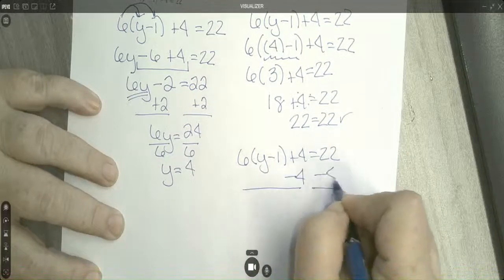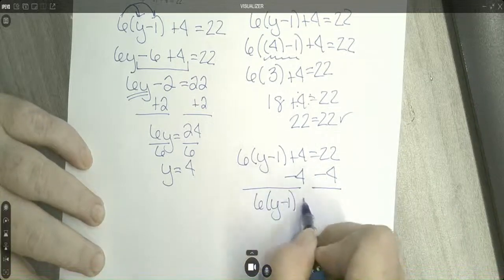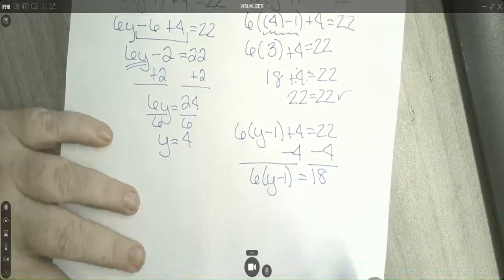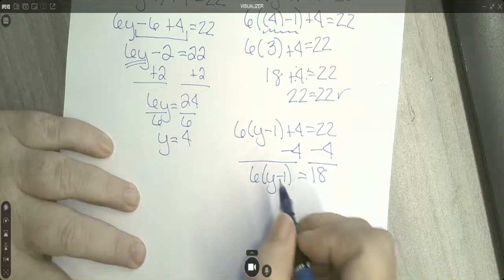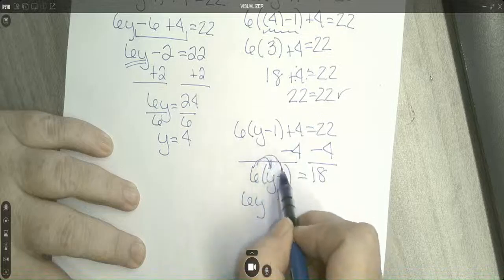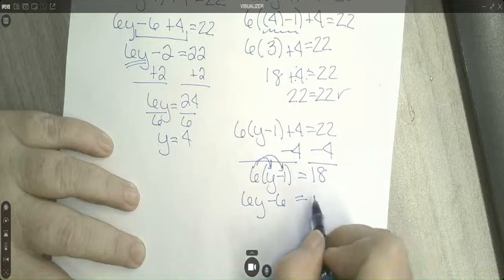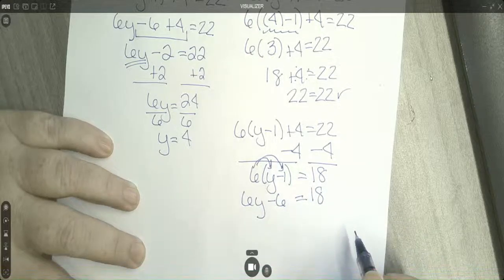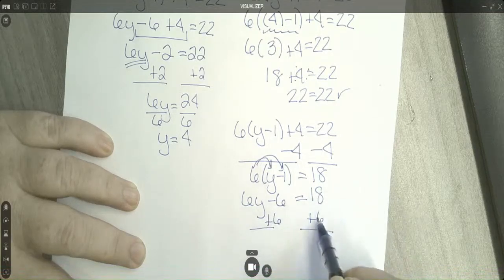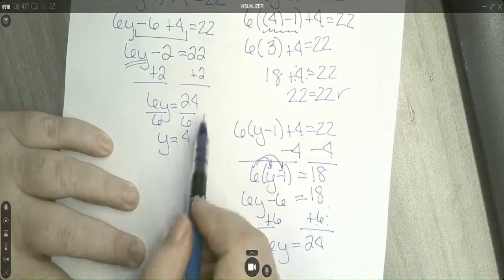I'm going to subtract 4 from both sides, and we're going to end up with 6 times y minus 1 equals 18. All right. We still have to do the distributive property. And by the way, we're going to get the same answer. It's okay. I'm going to take 6 times y. 6 times y is 6y. 6 times negative 1 is negative 6, equals 18. All right. I'm going to add 6 to both sides. 18, 19, 20, 21, 22, 23, 24. 6y equals 24. And would you look at that?